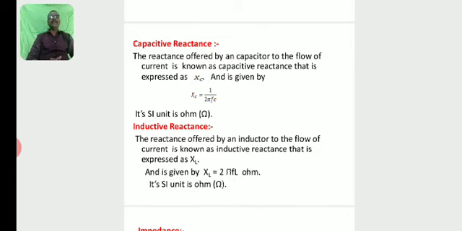Then inductive reactance. The opposition offered by an inductor to the flow of current is known as inductive reactance, which is expressed as XL and is given by XL is equal to 2 pi f L. Its SI unit is ohm. So, capacitive reactance and then inductive reactance.